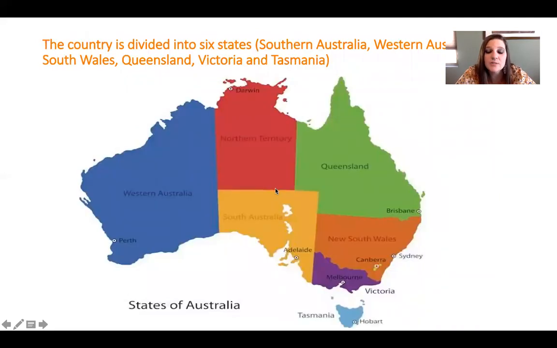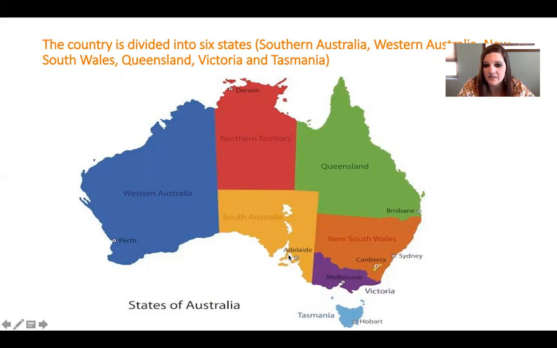The country is divided into 6 states, okay? We have Southern Australia, which is here, okay? We have Western Australia, which is here in the blue. We have South Wales, which is here in the orange. Queensland, which is here in the green. Okay, and then we have Tasmania and Victoria, which is here. And yeah, so those are 6 different states of Australia, whereas in the United States, we have 50 states. Australia is divided into 6 states, okay?